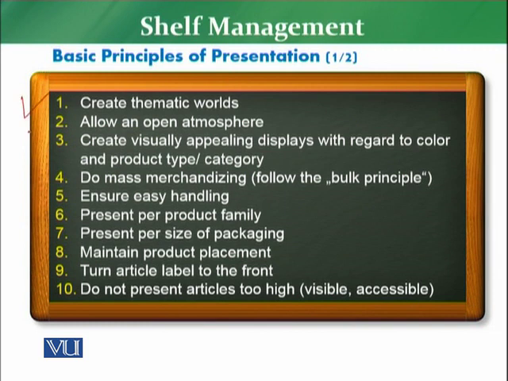The second basic principle is to allow an open atmosphere, especially for fresh food products. You have seen the meat segment, the bakery segment, the fish segment, and the fruits and vegetable segment. They are all fresh food areas. So you need to create some open atmosphere so that the customer can get a good feel of the presentation. The third principle is to create visually appealing displays with regard to color, product type and category. So the displays should be visually appealing for the customers.